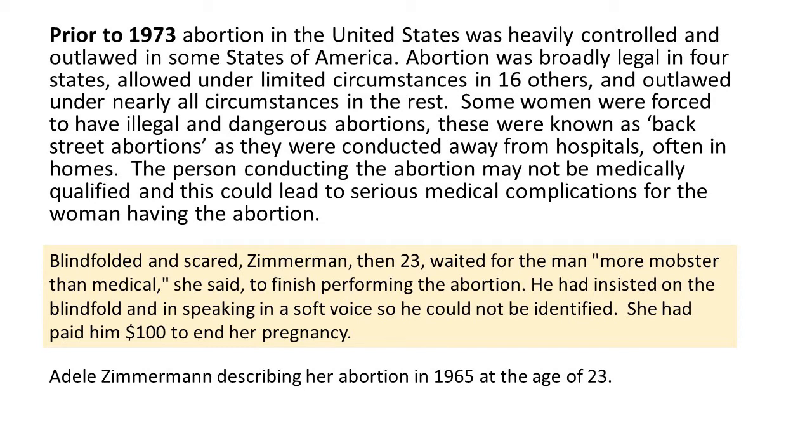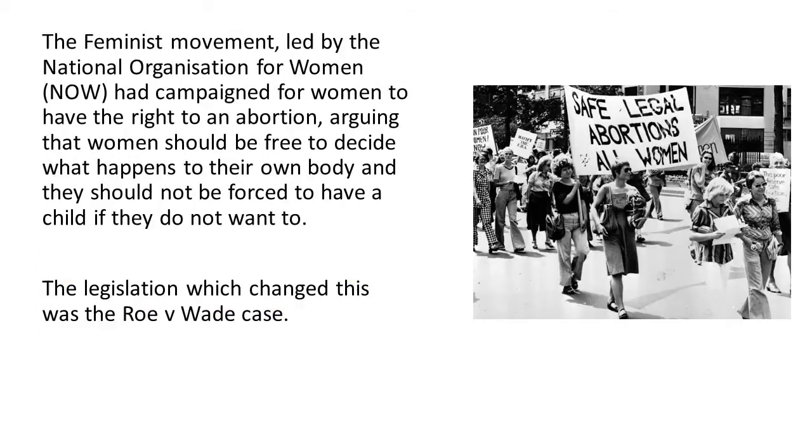Having read that, you should understand why women want the law to change. This idea that abortion is dangerous, that it's resulting in the deaths of women, means that there is a movement to see the law change. And that movement is led by the National Organization for Women, and they campaign for women to have the right to an abortion. They argue that women should be free to decide what happens to their own body, and they shouldn't be forced to have a child if they don't want to. And the law which changes women's access to abortion in America is known as Roe v Wade.